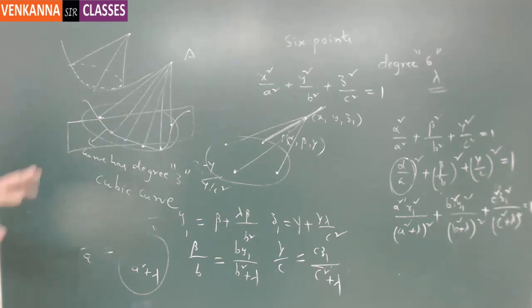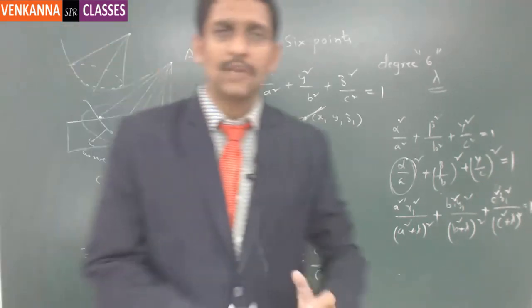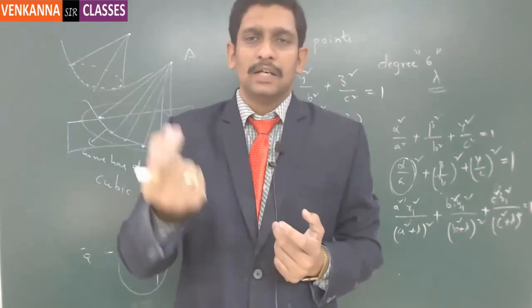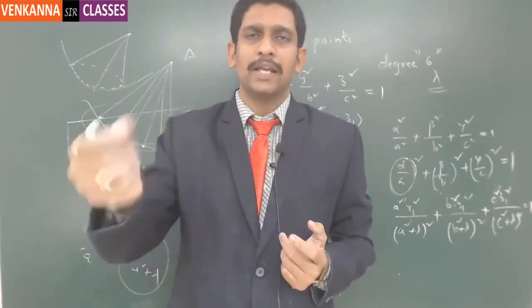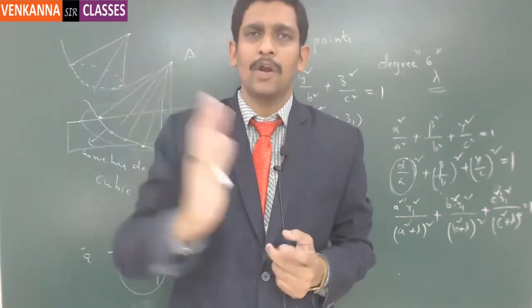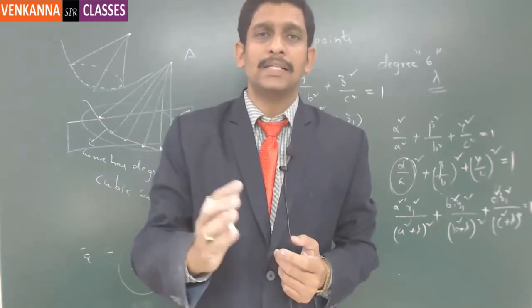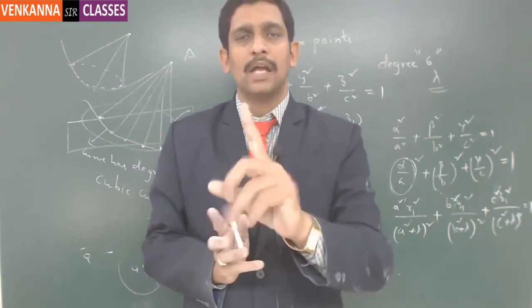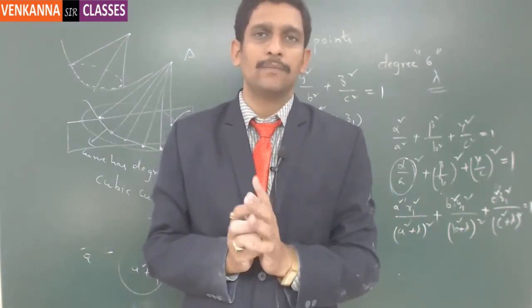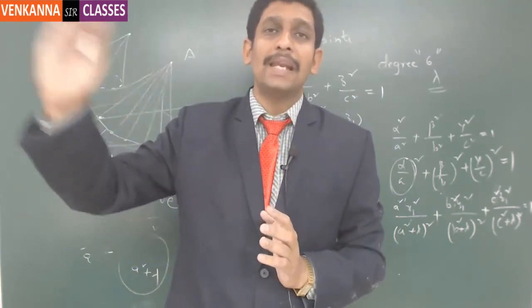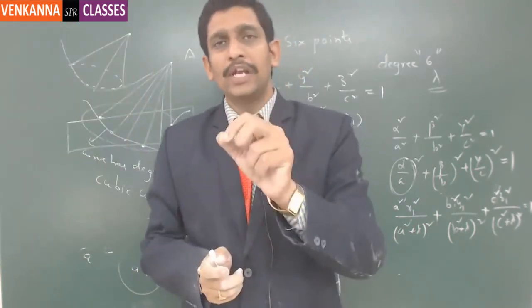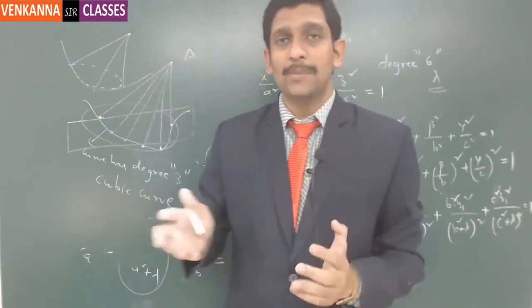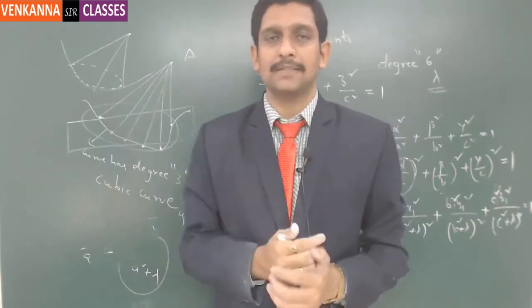But the whole idea about the normals, if I want to summarize today's session: first, if you take a point on the ellipsoid, you can draw the normal on it. If the normal meets the principal planes, how to calculate the locus, that is one concept we have discussed today. Second, from an external point, you can draw normals to the ellipsoid at 6 different places.